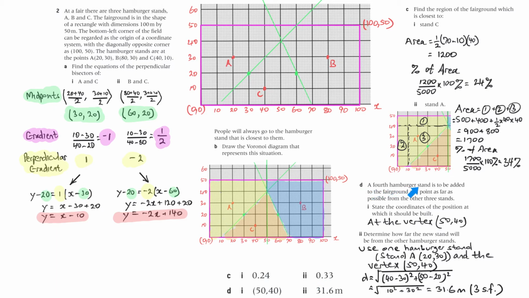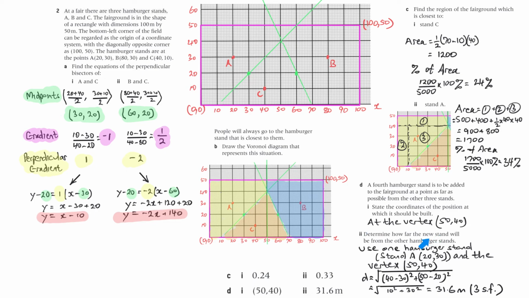D. A 4th hamburger stand is to be added to the fairground at a point as far as possible from the other three stands. State the coordinates of the position at which it should be built, or the vertex it should be built at, which is at (50, 40) right there, because that's equidistant from the other hamburger stands.